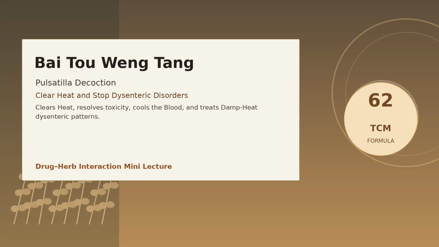Bai Tou Weng Tang, commonly translated as pulsatilla decoction, is a classical traditional Chinese medicine formula in the category clear heat and stop dysenteric disorders. Its core action is to clear heat, resolve toxicity, cool the blood, and treat damp heat dysenteric patterns. The pattern framework is damp heat or fire toxin in the intestines.